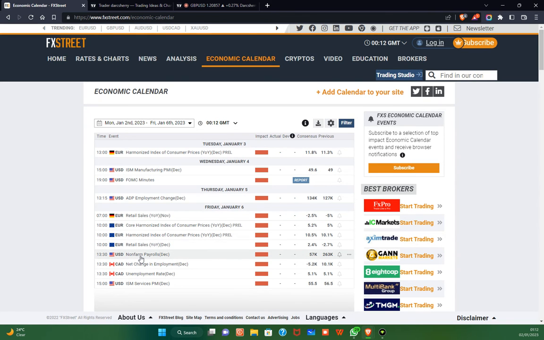Then on Friday, we have the almighty non-farm payroll. That is the first non-farm payroll for this year. And if you look at what we have here, the previous month states that we have around 263,000 job opportunities.